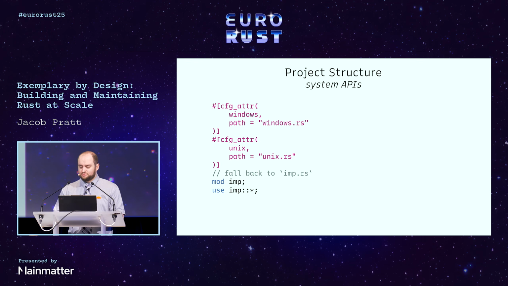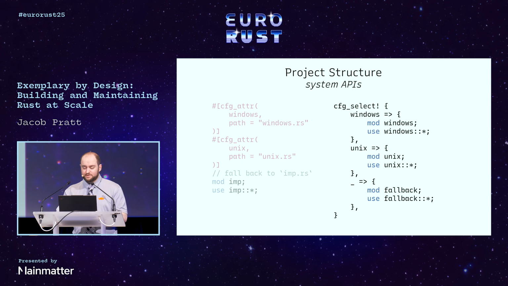Not everyone likes this approach due to the use of the path attribute, so there is an alternative that's currently available on Nightly. That's the config select macro, which works similarly to a match statement. You specify the config the same way you would declare a match arm, and the relevant block is selected by the compiler. And once this macro is stabilized, I expect that to be the preferred way of handling this sort of situation.